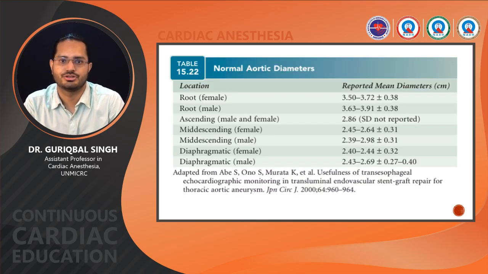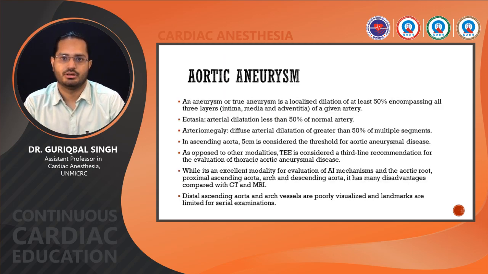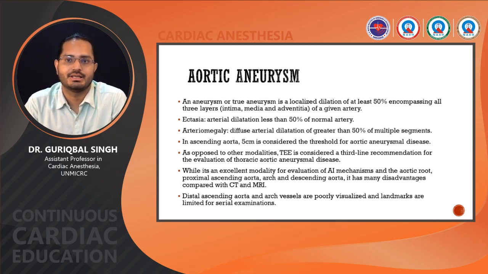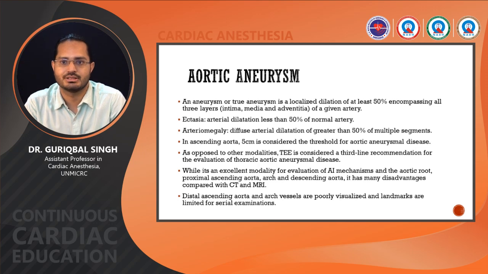These are the normal dimensions of the root and ascending aorta, mid-descending aorta and diaphragmatic aorta. Then we are coming to aortic aneurysm. An aneurysm or true aneurysm is a localized dilatation of at least 50% encompassing all three layers, including intima, media and adventitia, while ectasia is arterial dilatation less than 50% of the normal artery. In the ascending aorta, 5 cm is considered the threshold for aortic aneurysmal disease. As opposed to other modalities, TEE is considered a third line recommendation for the evaluation of thoracic aortic aneurysmal disease.